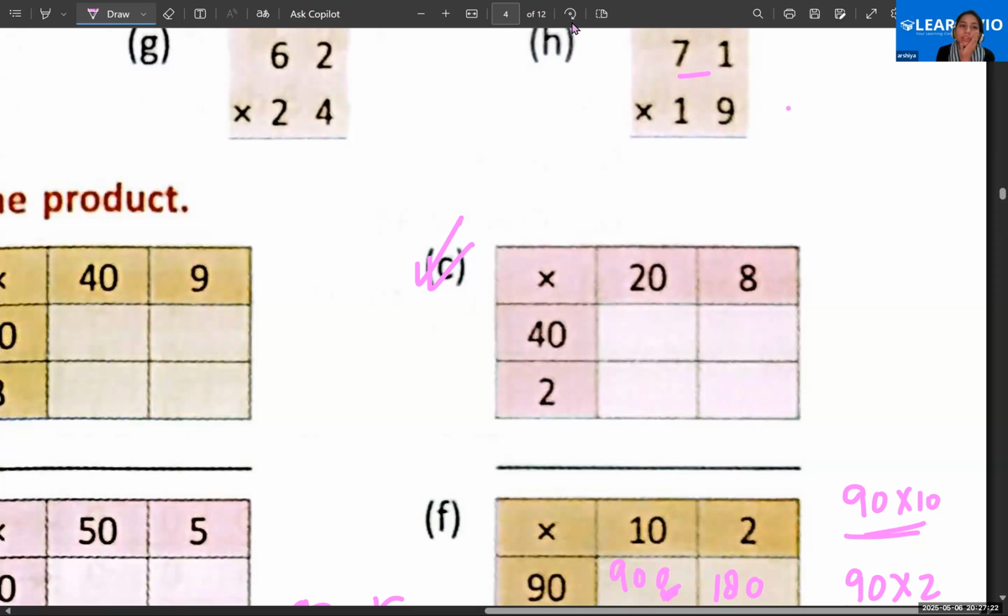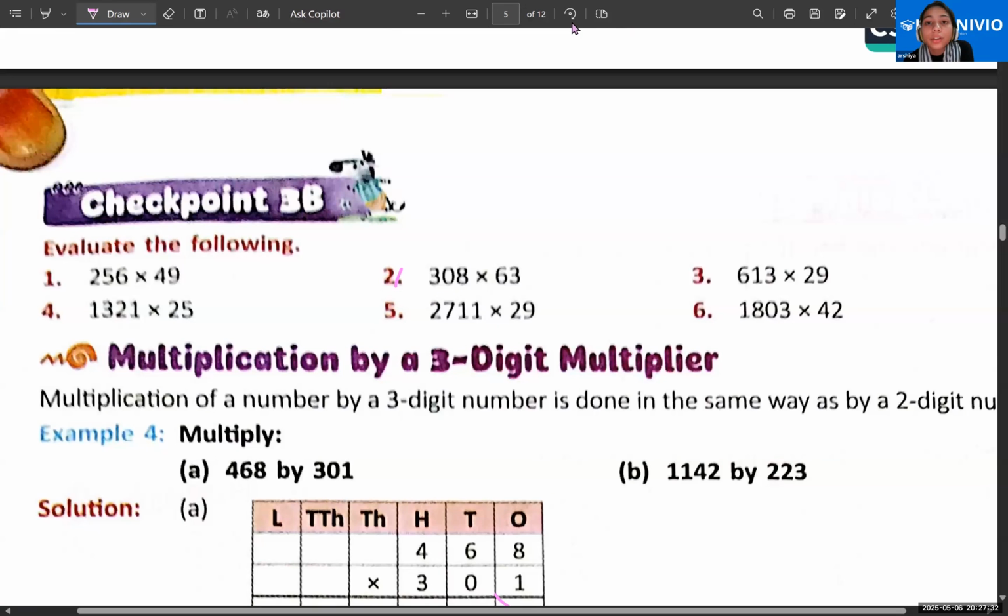All right, let's start with checkpoint 3B. And because there's just one question, let's do that as well. Shall we start with 3B? Yes. There's just one question, and you already know what you have to do. In the previous exercise, they gave you the questions directly in the column, but here you have to put them in the column and then multiply.